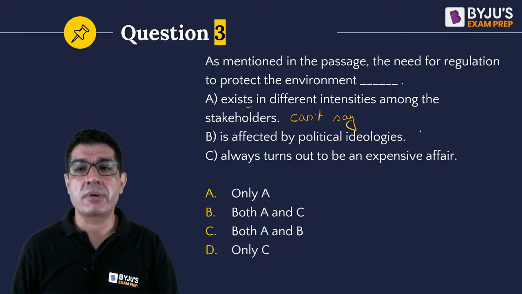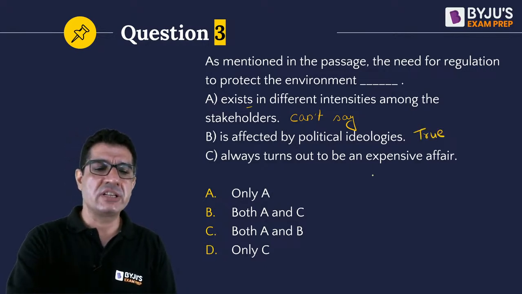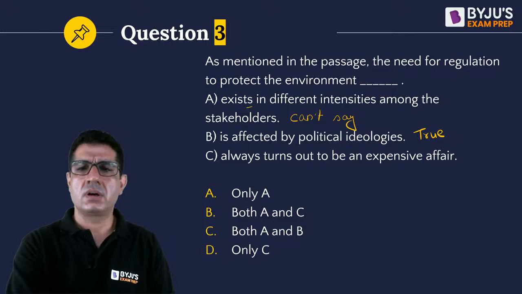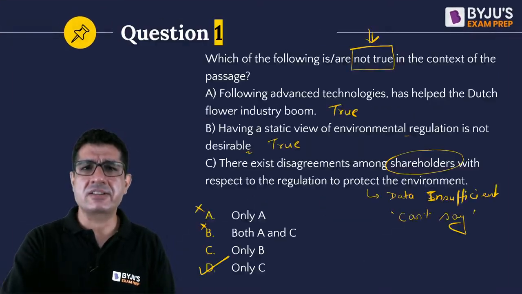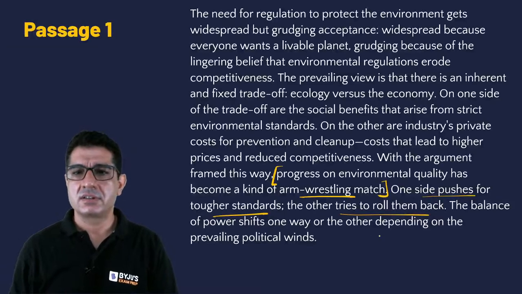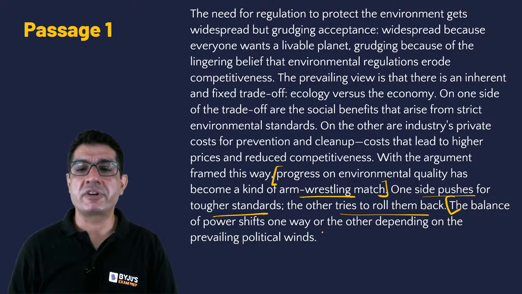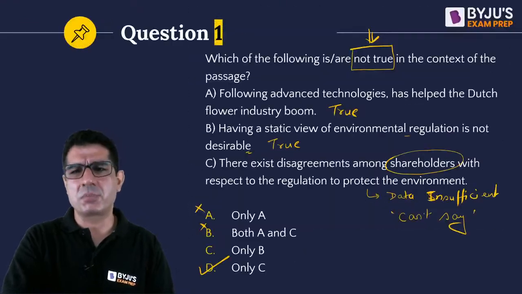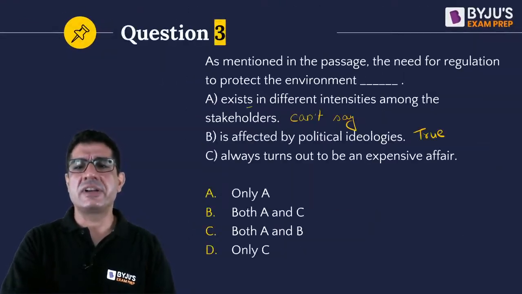B is affected by political ideologies. That is true. I can actually take you back to the very first paragraph. In fact, the lines that we've just highlighted. Yeah, the last sentence of the first paragraph: the balance of power shifts one way or the other depending upon the prevailing political winds. So basically the politics or political ideology is definitely influencing it.